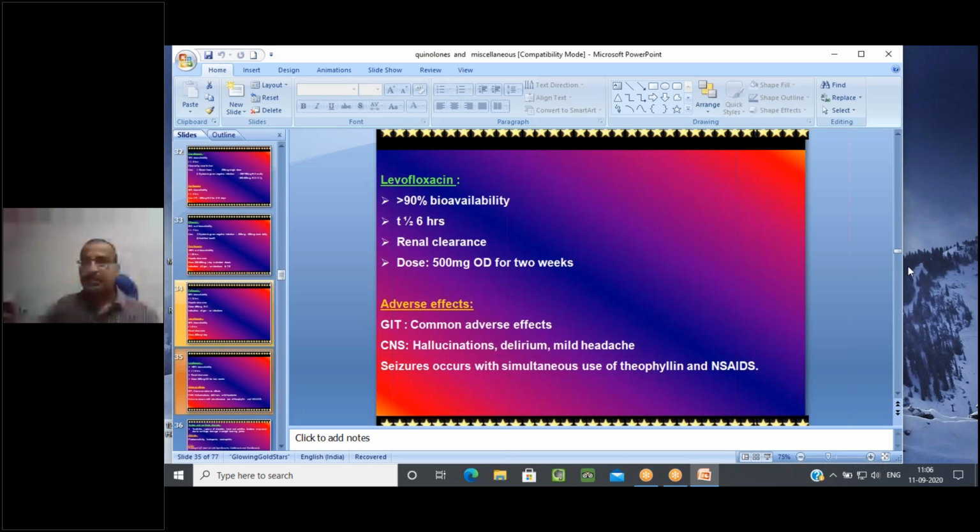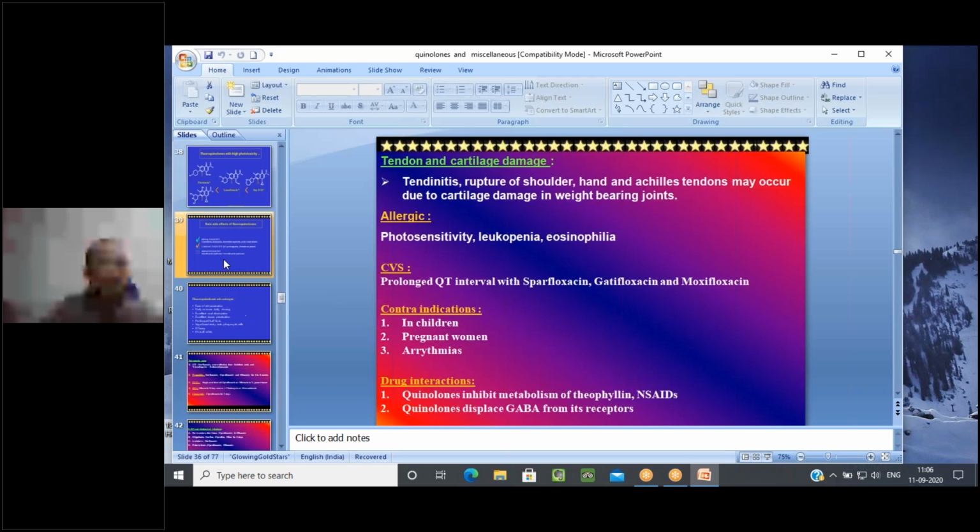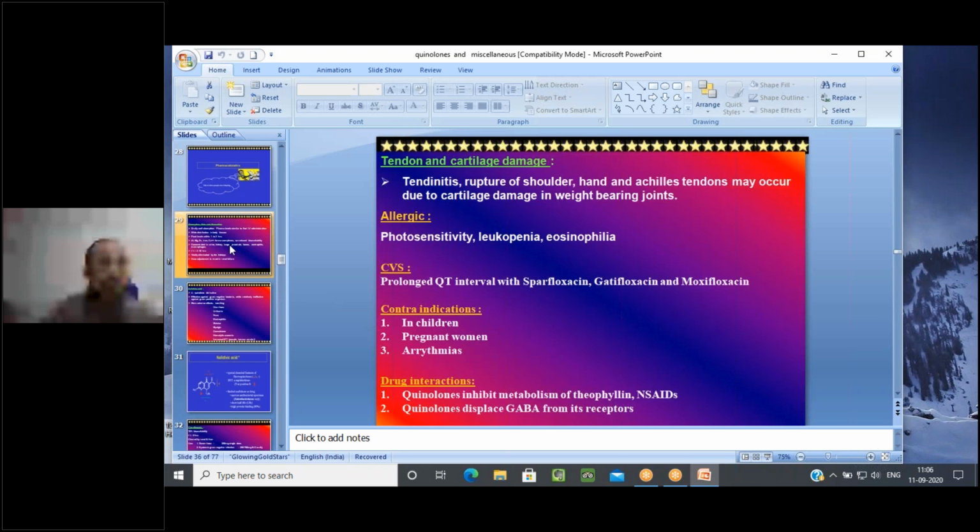Okay, the fluoxetine. Bioavailability 90%, half-life 6 hours, and the renal clearance. Clearance has been re-established. Renal, okay, per day for 2 weeks. So the dose is 500 milligrams for various infections.